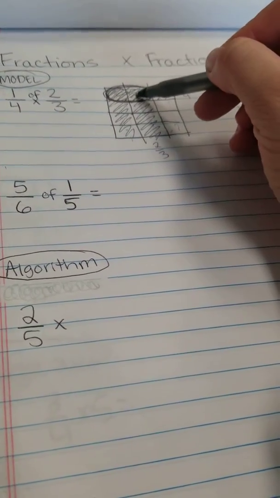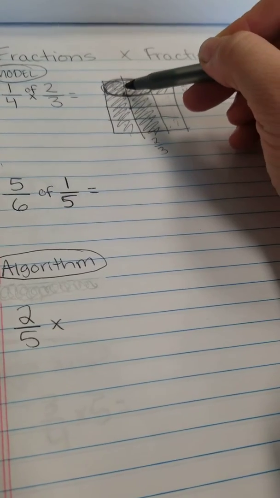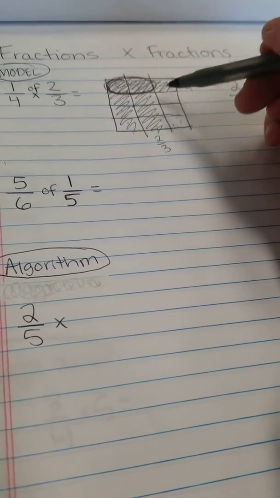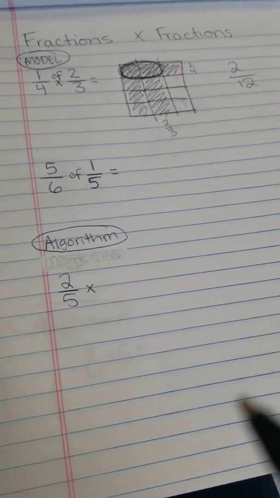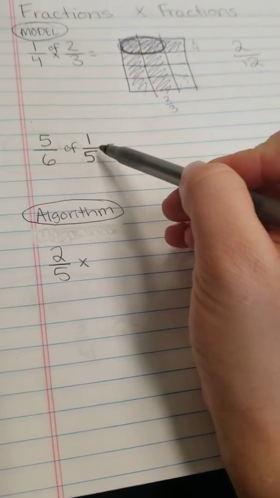So that's 2 parts, so that's my numerator, out of 1, 2, 3, 4, 5, 6, 7, 8, 9, 10, 11, 12. 12 parts total. Okay, so let's try one from scratch. All right, 5/6 of 1/5.